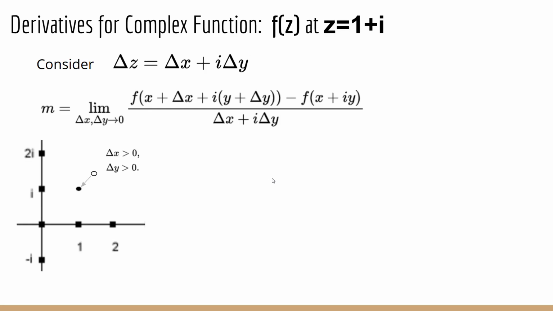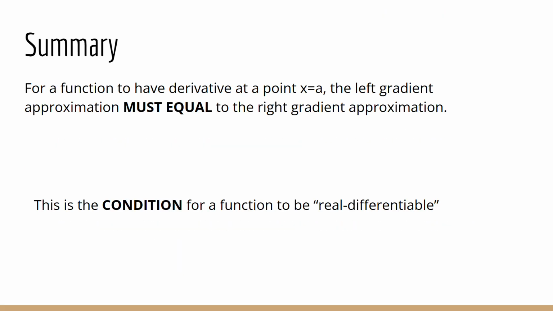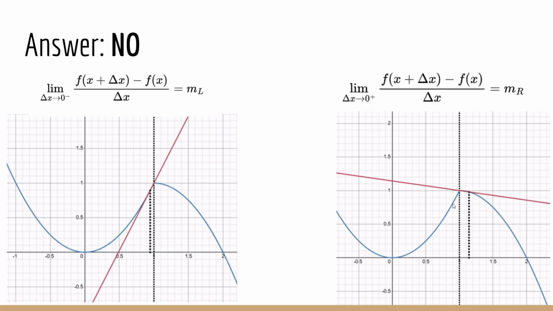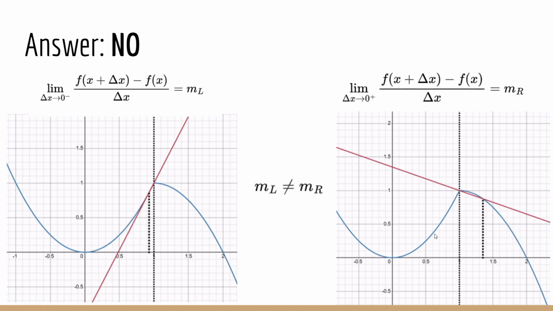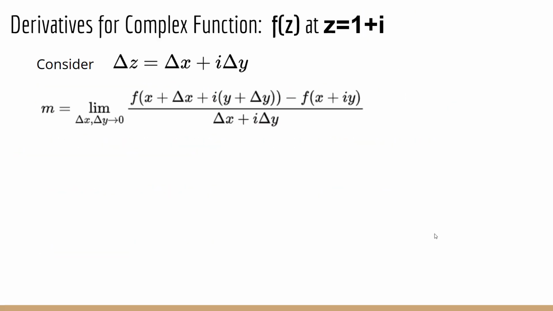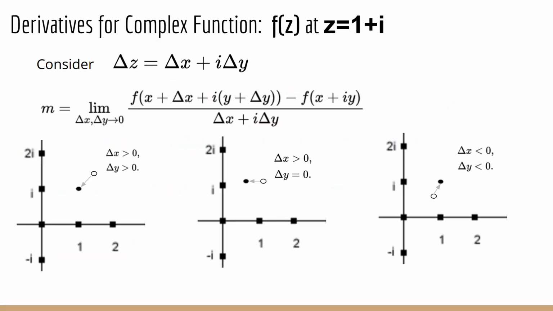As I mentioned, for real functions there's only two directions. So when estimating the gradient, we only need to consider these two directions, one from the left, one from the right. For our complex function, it's a bit different. We have to consider all directions. We have to verify that the gradient is the same for this infinite number of directions before we can assert that the derivative is actually well defined at the point. So I'm considering f of z at the point z equals 1 plus i.